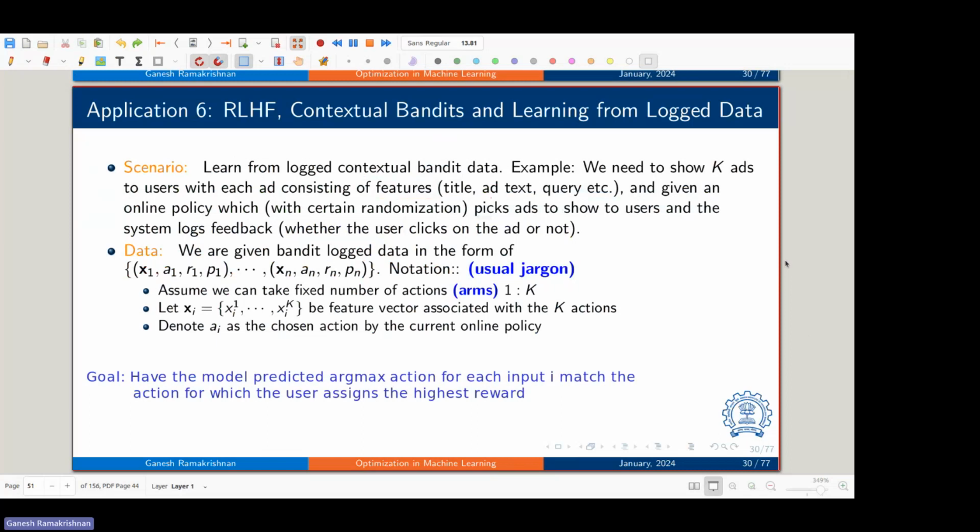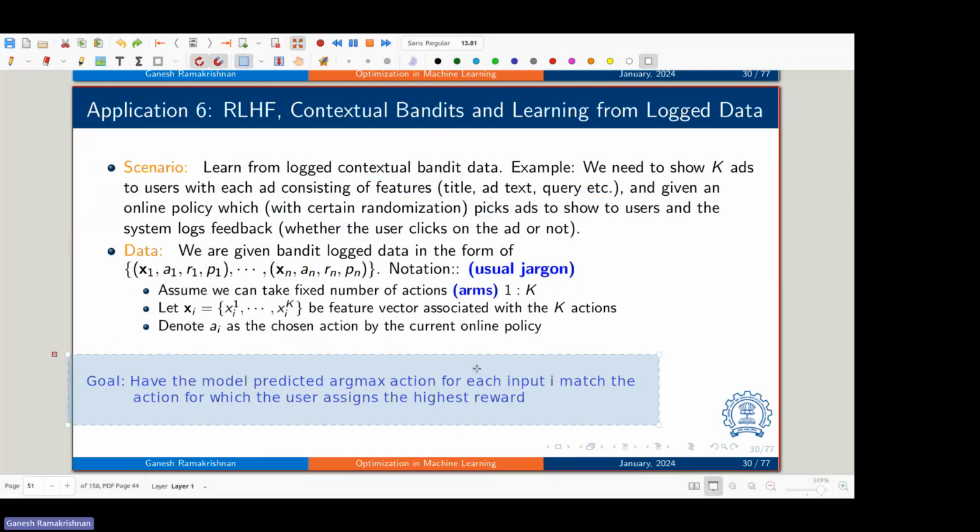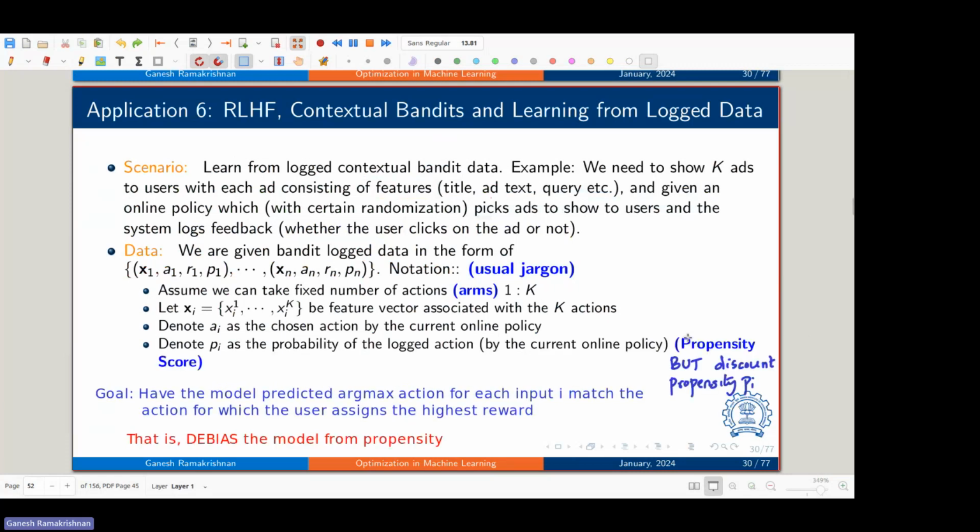Can you try and write this objective? Try and write down this objective. We have given you enough background. Okay, there's one more point you should account for, which I already mentioned: the probability of the logged action by the current online policy, the propensity. Pi is also important. The current model has some propensity, so that also we need to account for.